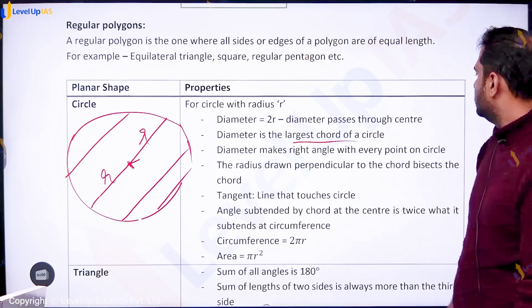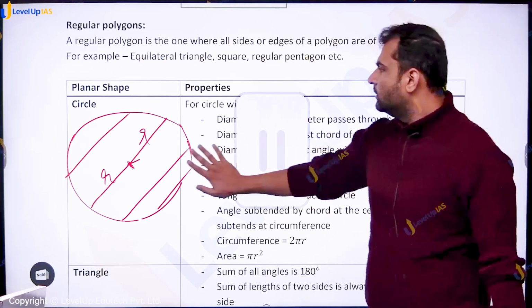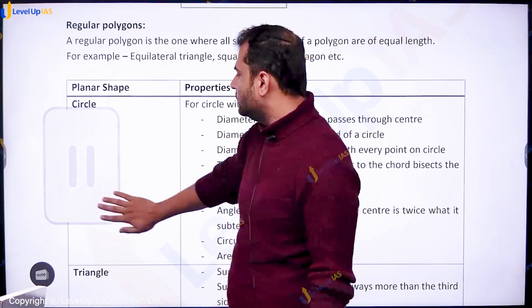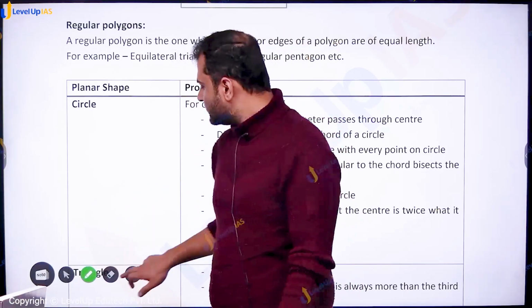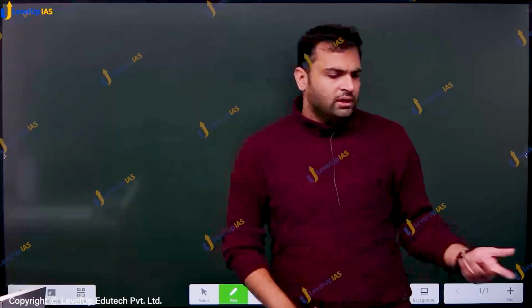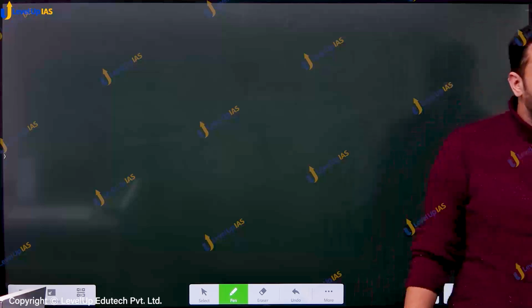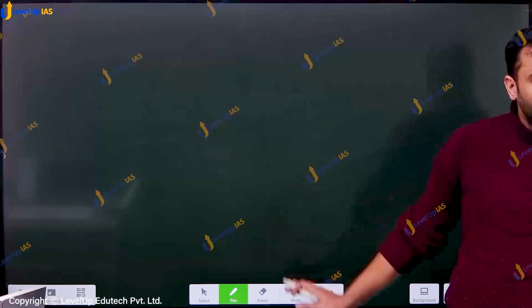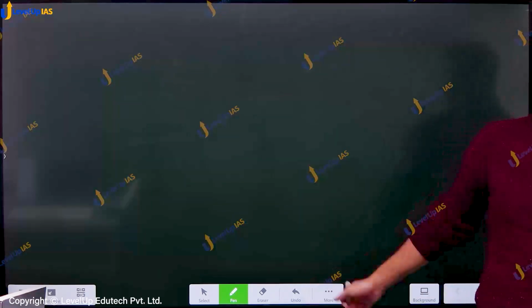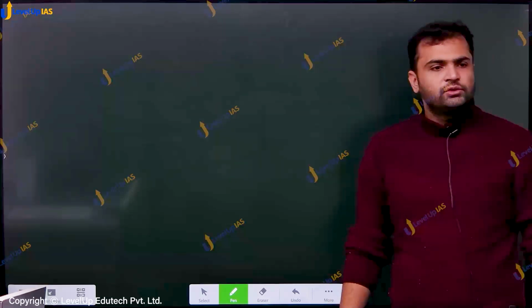Diameter makes a right angle with every point on a circle. Let us understand what we mean by this property. This is again the most favorite property of UPSC, from where questions will be formed. Questions will get formed from some of these unique properties.